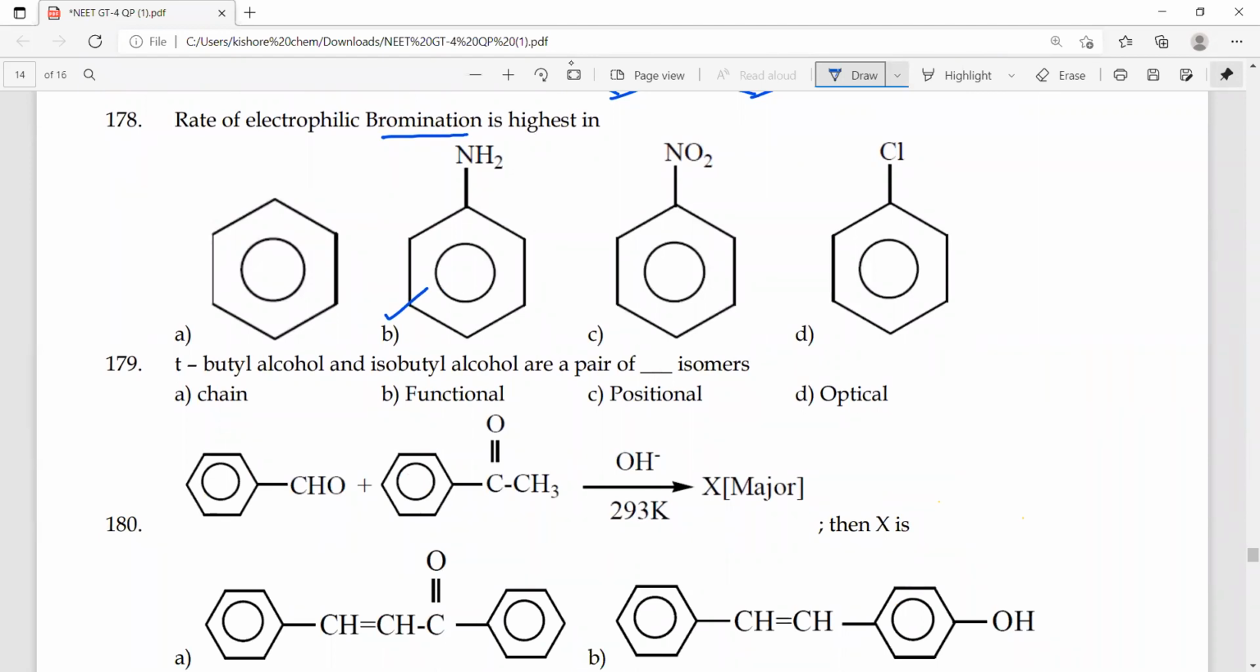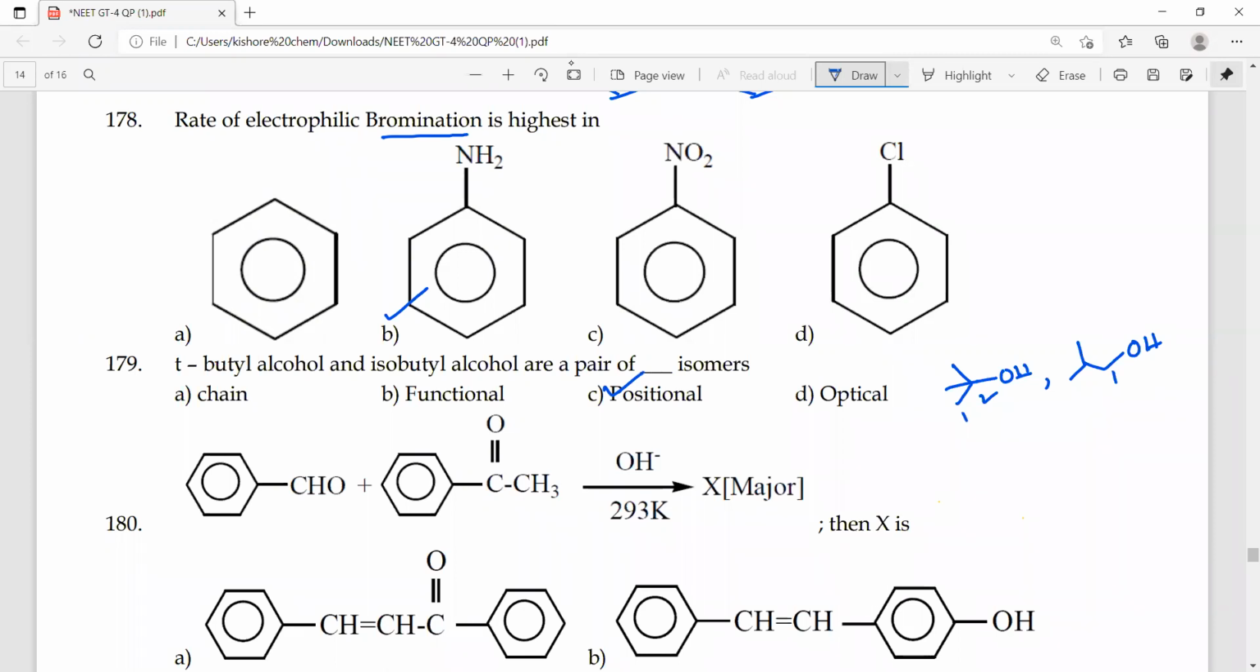Next one, tertiary butyl alcohol or isobutyl alcohol. This is tertiary butyl alcohol and this is isobutyl alcohol. What is this pair of isomers? Here the OH group is at the second position, here at the first position only. So these two are positional isomers.